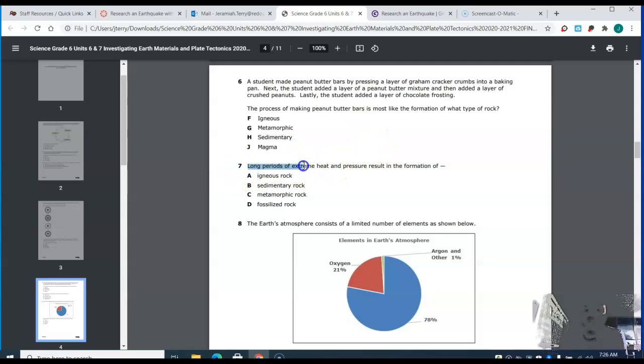Number 7, long periods of extreme heat and pressure result in the formation of what? Is it A, igneous rock, B, sedimentary rock, C, metamorphic rock, D, fossilized rock?